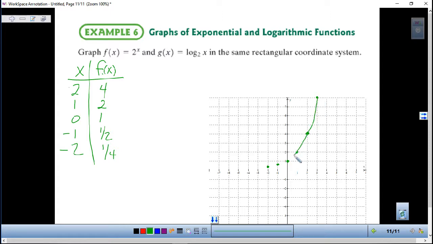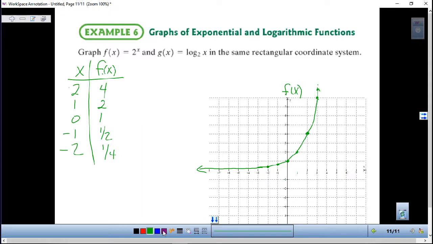nice smooth curve, and it's going to approach 0, because remember y equals 0 is an asymptote for this thing. Then it goes straight up. So there is f of x.